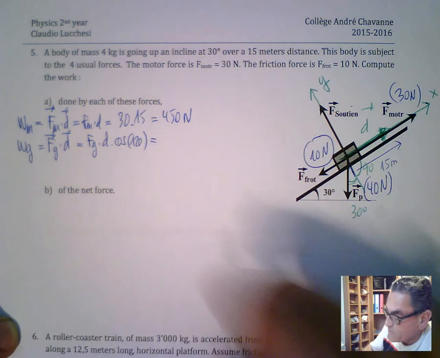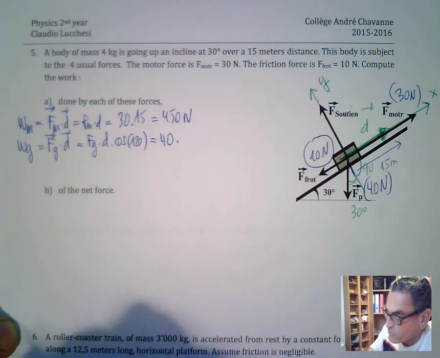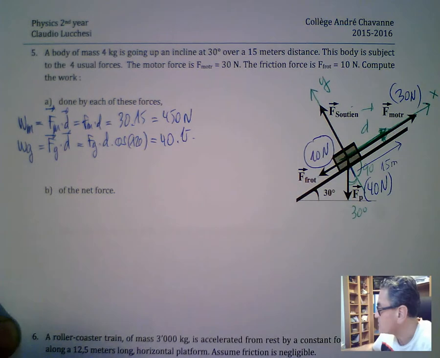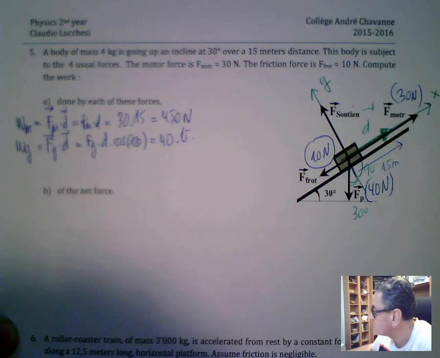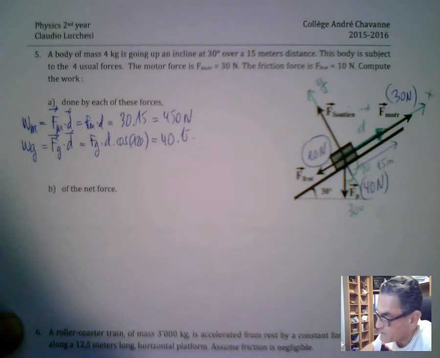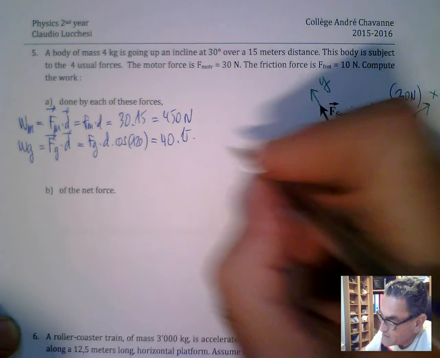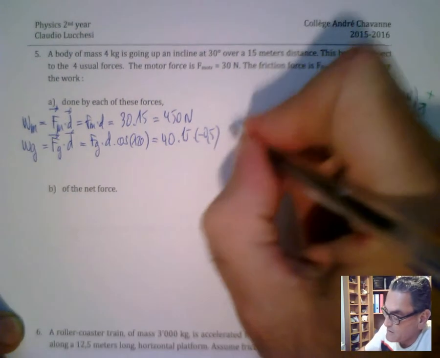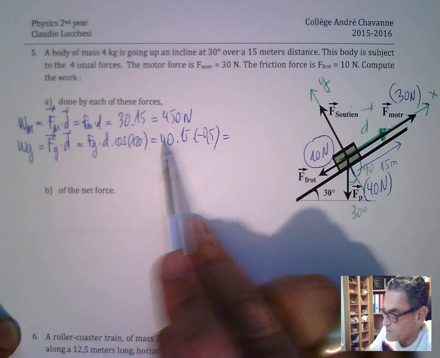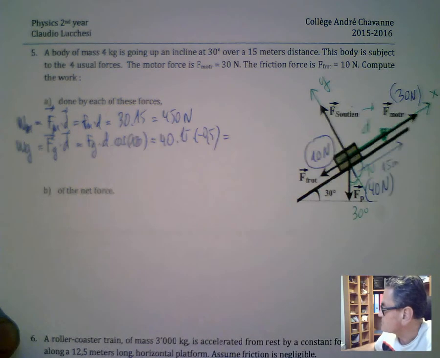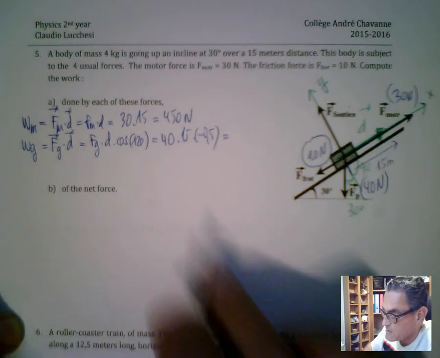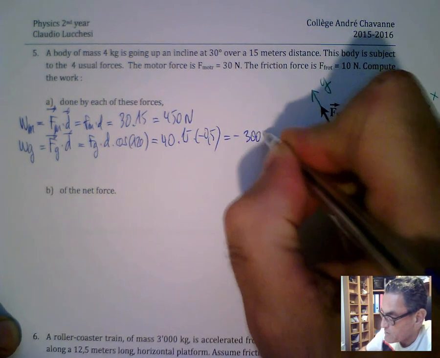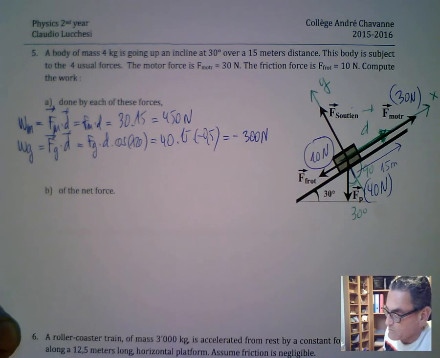The gravitational force, we said 40, times the distance 15, times the cosine of 120. Cosine of 120 is minus 0.5, minus 1/2. So this is now going to be 20 times 15, which is 300. It's going to be minus 300 newton.